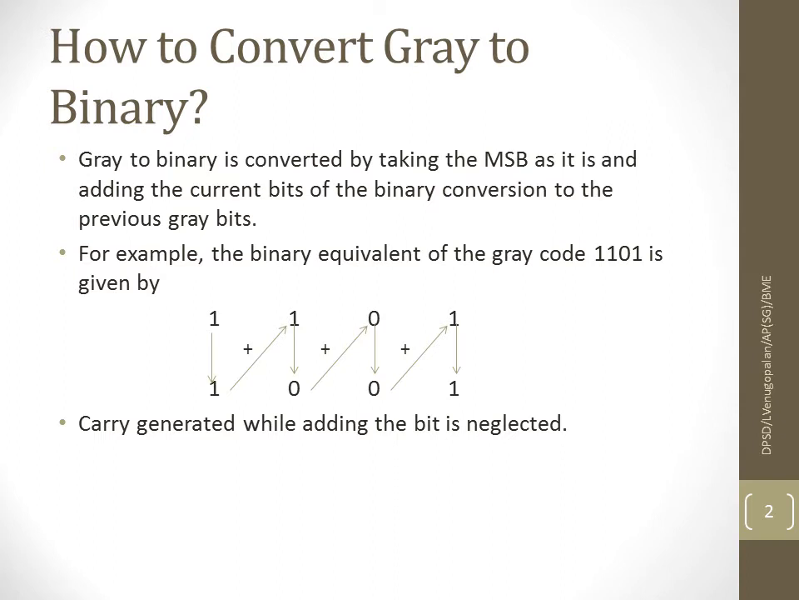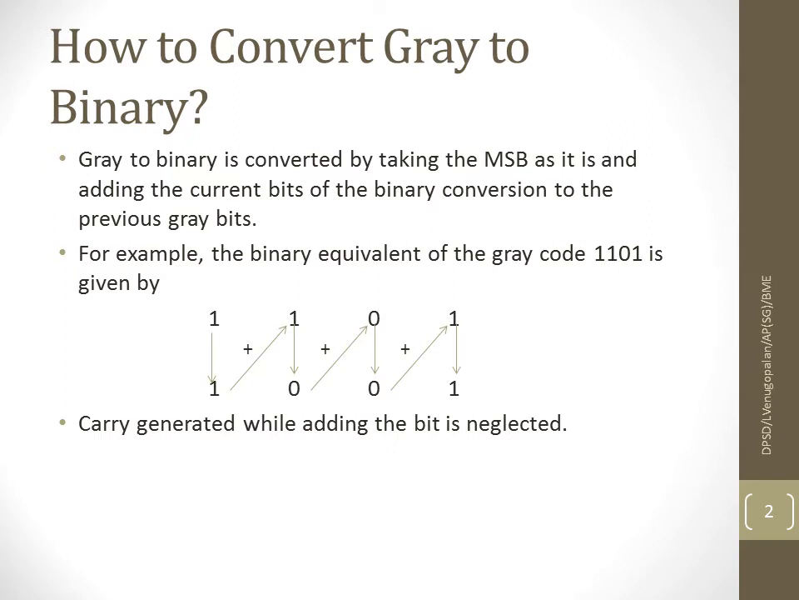Like if I'm starting from the MSB, and the MSB is the eighth position bit, then the fourth position bit would be the next number. So if you see, this is a diagonal addition, like the picture is depicting. This is how you'd convert a gray number to a binary number.